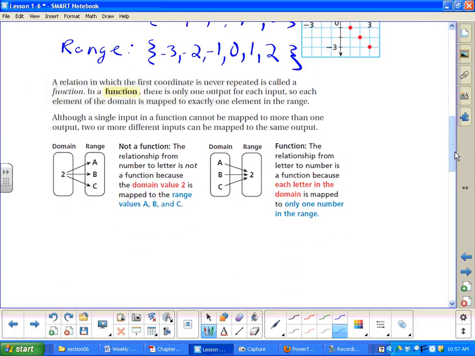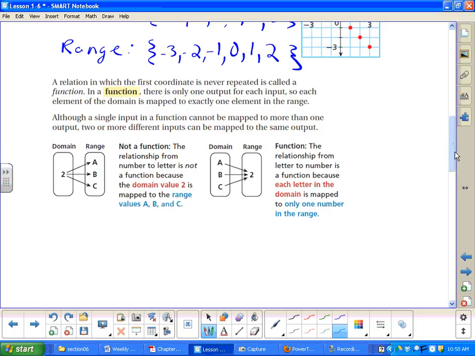A relation in which the first coordinate is never repeated is called a function. In a function, there's only one output for each input. So each element of the domain is mapped to exactly one element in the range. So the one on the left here is not a function. The one on the right here is a function. The numbers in the domain can only be mapped to one value in the range for it to be a function.